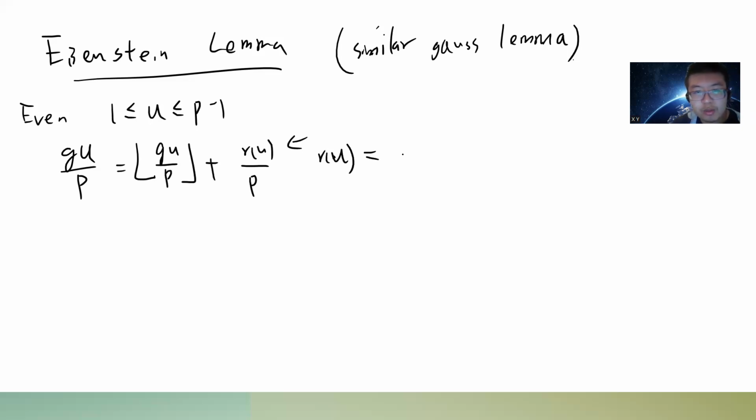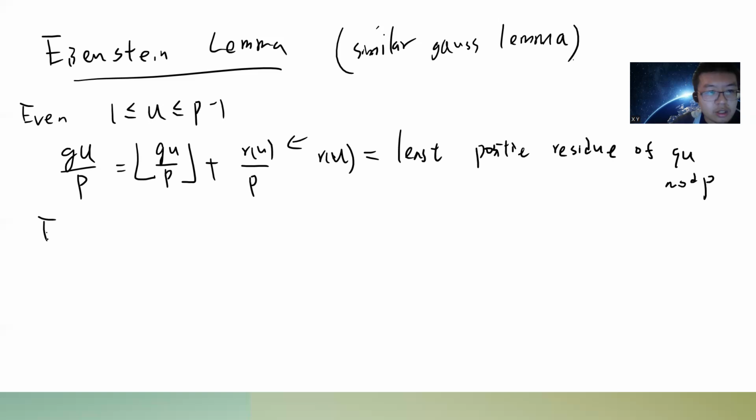Simply speaking, r_u is obtained by taking multiples of u and reducing until the residue is less than p, and r_u is that residue. So it should be, let me just write down, the positive residue of qu mod p.